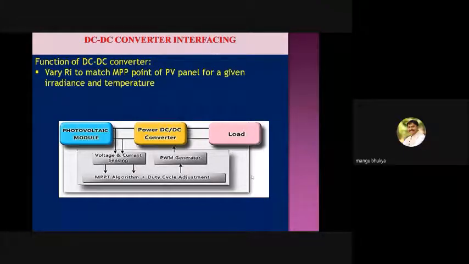The 12-volt battery is the nominal voltage. Nominal voltage means what? In a battery we have cells, just like in a PV module we have cells. Each cell gives 2 volts, so we connect 6 cells in series in the battery to get the 12-volt battery. That is the nominal voltage of the battery.